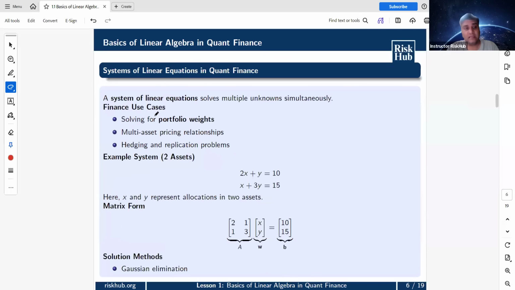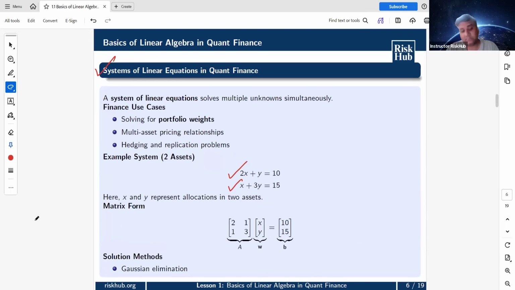The next slide is about systems of linear equations in quant finance. When we talk about a system of linear equations, please understand what a system of equations does. A system of equations solves multiple unknowns together, right? For example, let's say we have one equation, 2x + y = 10, and another equation, x + 3y = 50. Here, x and y represent your allocation in two assets, right?